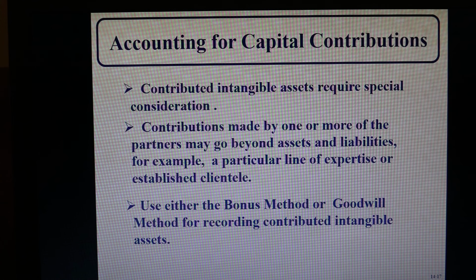And so contributions made by one or more of the partners may go beyond assets and liabilities, or at least tangible ones. So, for example, a particular line of expertise or established clientele. When you have this sort of situation, you have two options. You can use what they call the bonus method, or you can use the goodwill method for recording this contributed intangible asset.